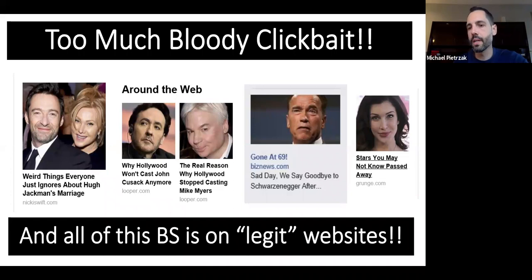And why do people create clickbait? Money, right? Ad dollars. There are a lot of people that don't have any ethics and scruples, and so they're going to publish whatever they can to get you to click on it. Eyeballs equal money.